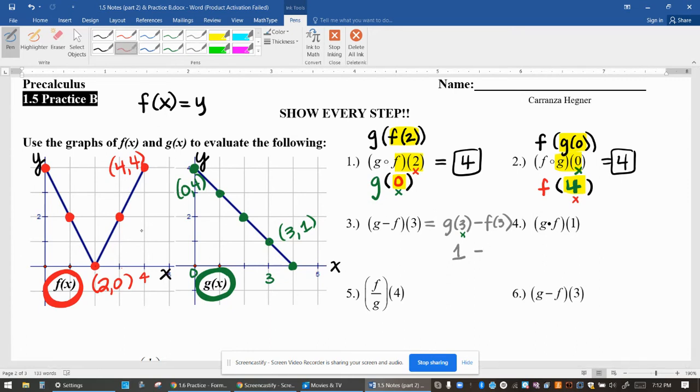F of 3. I'm going to look at the red function. 1, 2, 3. That's a value of 3, 2. They gave me the x value of 3. I have to give them the 2. 1 minus 2 is negative 1.